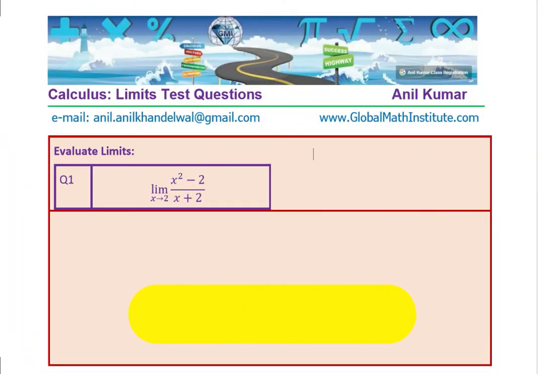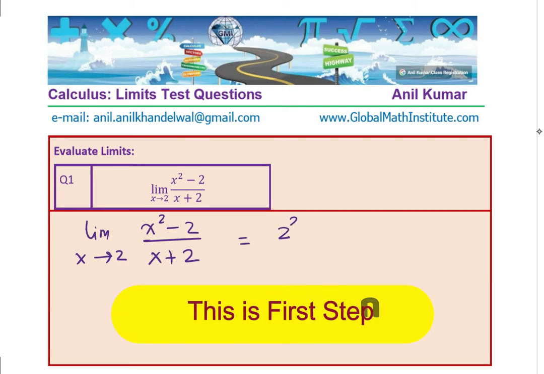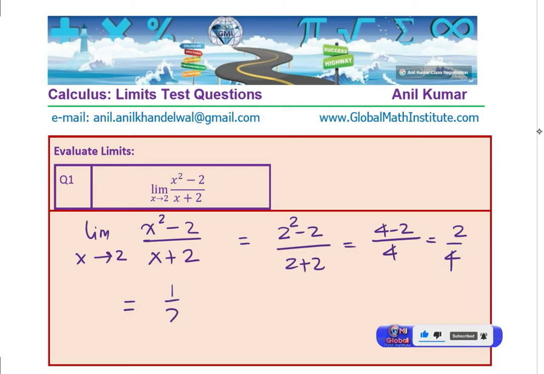Question number 1 is straightforward. We are given limit x approaches 2. We need to find this limit for the function x squared minus 2 over x plus 2. Now if I substitute 2 here, what do we get? We get 2 squared minus 2 over 2 plus 2. Now 2 squared minus 2 is 4 minus 2, and 2 plus 2 is 4. So we do get 2 over 4, which can be simplified and written as half.